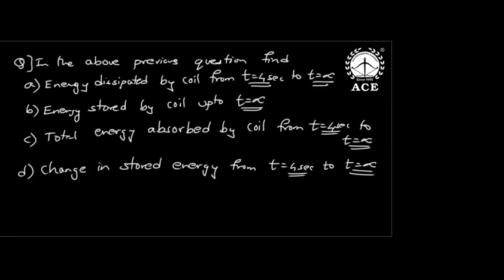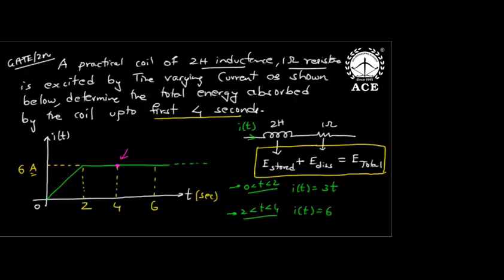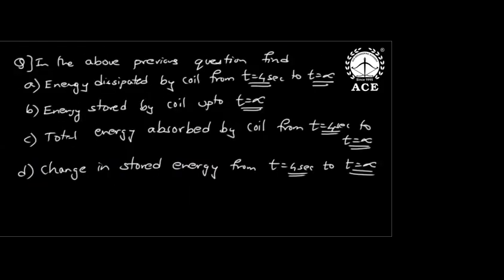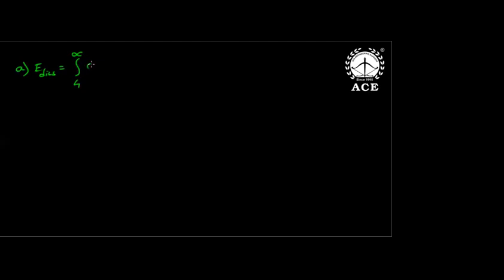In the above previous question, find energy dissipated in the coil from fourth second to infinity, energy stored by the coil up to infinity, total energy absorbed by the coil from fourth second to infinity, and change in stored energy from fourth second to infinity. Now see A bit. Who will dissipate? Resistor. From fourth second to infinity, I square R dt. From fourth to infinity the current is constant, so I square is 6 square into R1 dt. But as the upper limit is infinity, it is infinity joules.